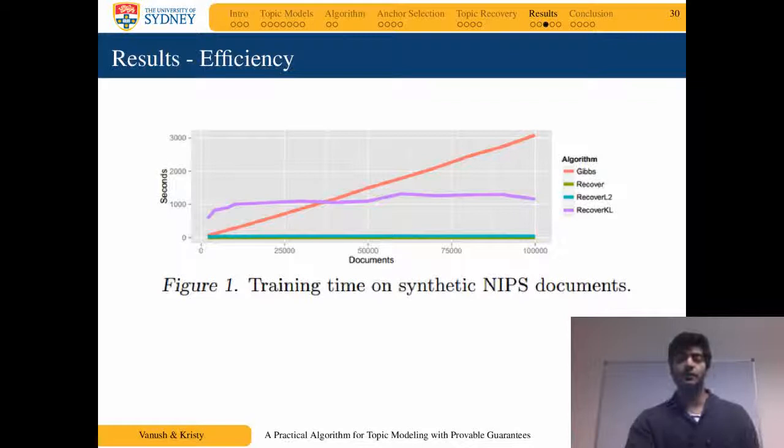The efficiency results show that the Gibbs sampling and recover L2 method is linear in corpus size. However, the recover KL and recover algorithms have performance invariant of corpus size. The fast anchor words algorithm, as described previously, takes less than 6 seconds for all corpora.